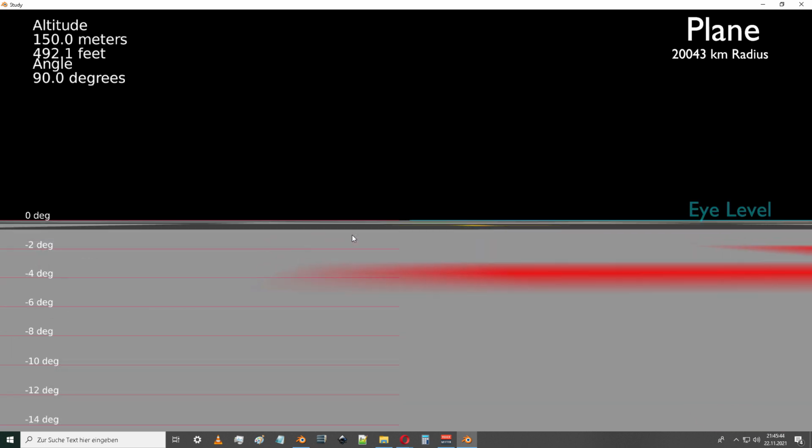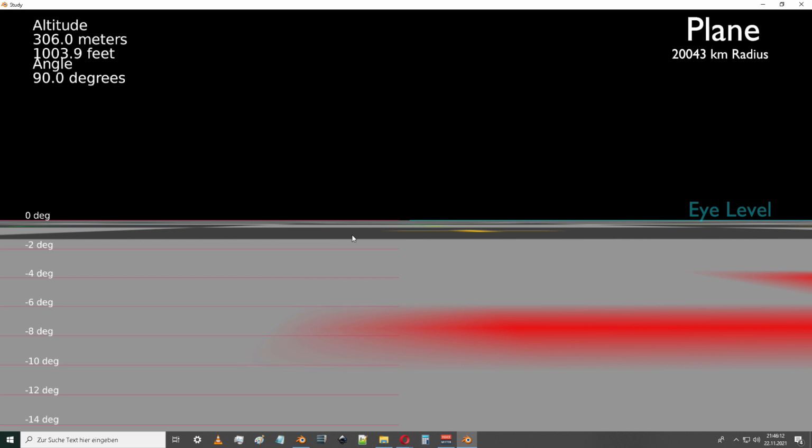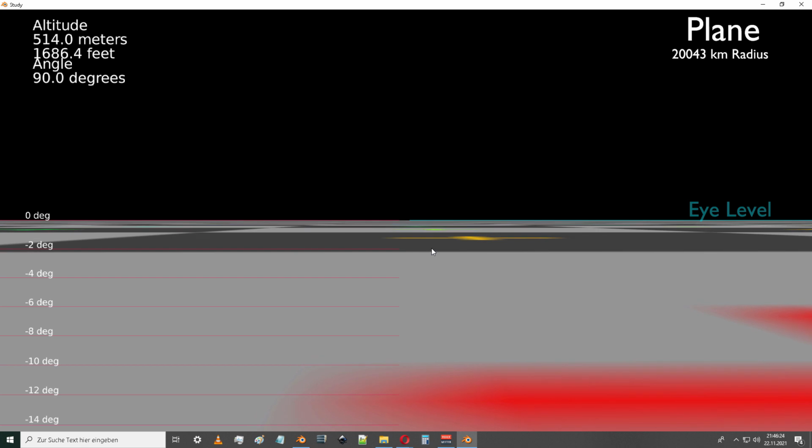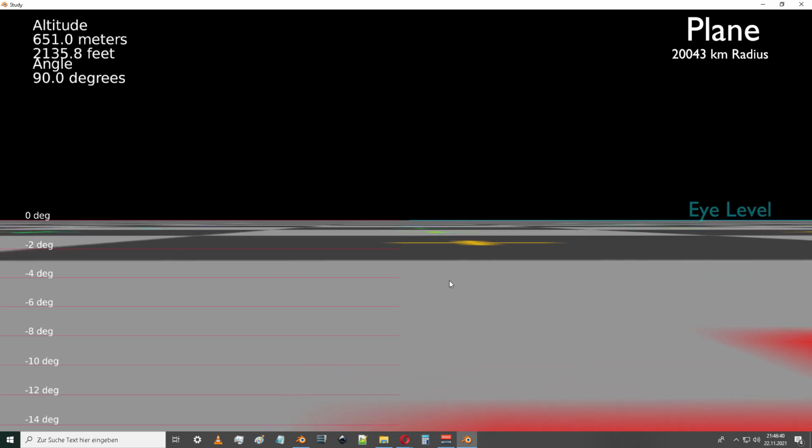Let's go 150 meters. So you see a little bit of things showing up here, a little bit of texture. And yeah, we are at 150 meters, and the eye level still stays the same. The horizon is still completely on the eye level. Let's go 300 meters. Still eye level the same, completely plain horizon, no curvature. 500 meters. Still, you see more and more of the texture further away, but the horizon still has no curvature.